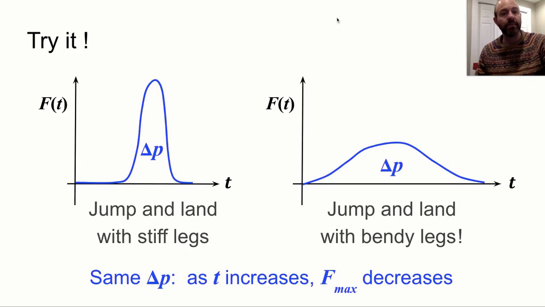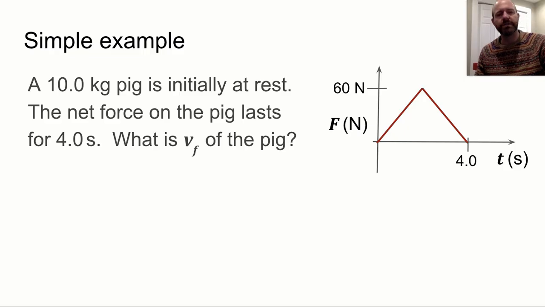This is the principle behind an airbag and a crumple zone in a car. The idea is that you lengthen the amount of time, which is to say slow how fast you stop, and that allows you to reduce the maximum force.